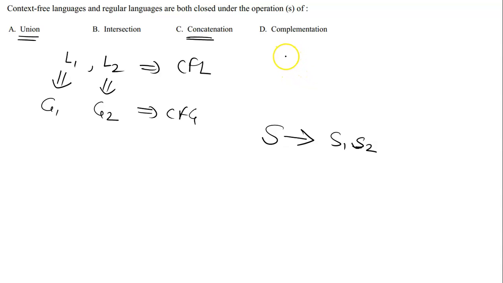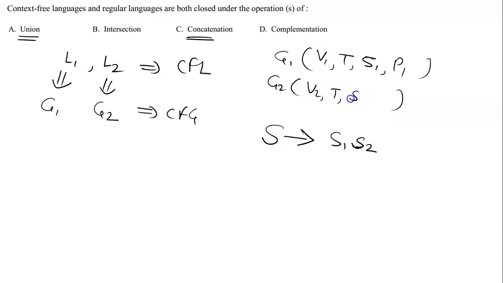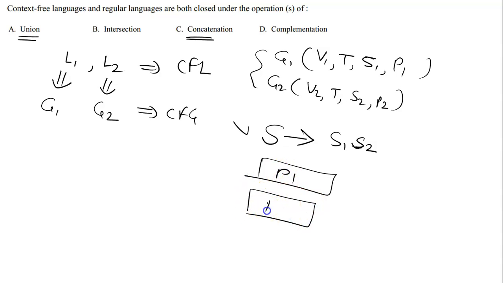S1 is the start symbol of G1. G1 is our set of non-terminals V1, a set of terminals, the start symbol S1, and a set of productions. G2 is again a set of non-terminals, a set of terminals, a start symbol and a set of productions. So you have these two context free grammars. What you can do is add a new start symbol S, and this S will go to S1 S2. Now you put in all the productions of G1 and all the productions of G2.